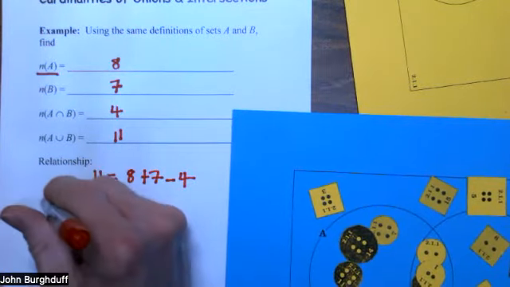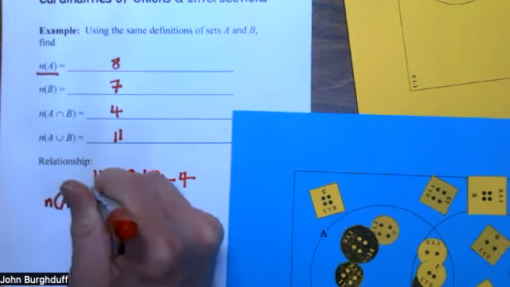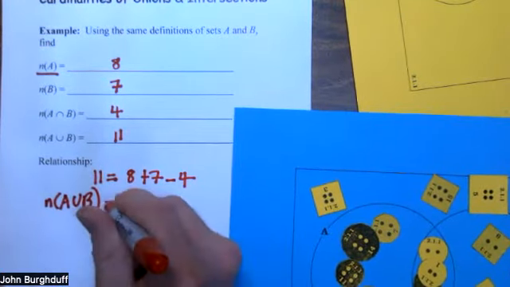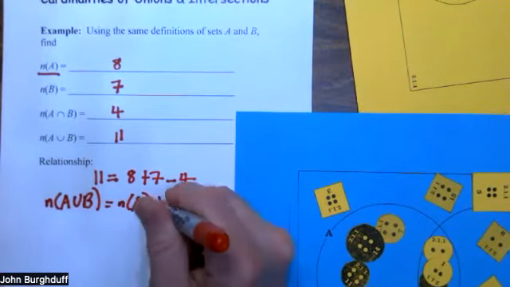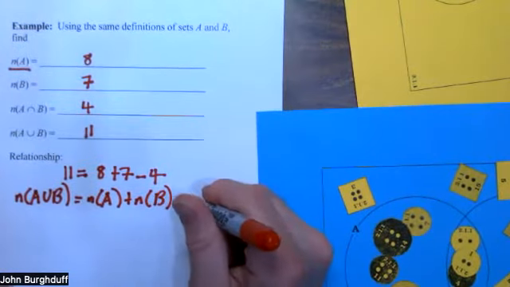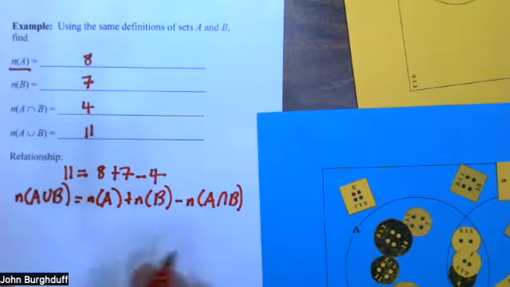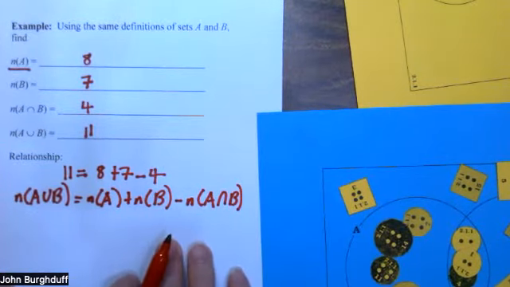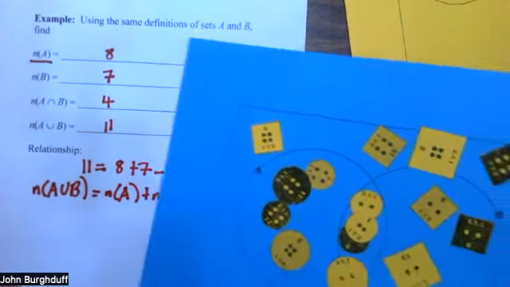This number is this one plus this one minus this one. Or symbolically, more generally, the number of elements in the union is equal to the number of elements in one set plus the number of elements in the other set minus the number of elements in the intersection. That's an important formula we'll see several more times in the future. And I think we can make sense of it.